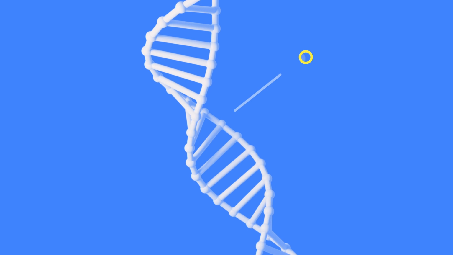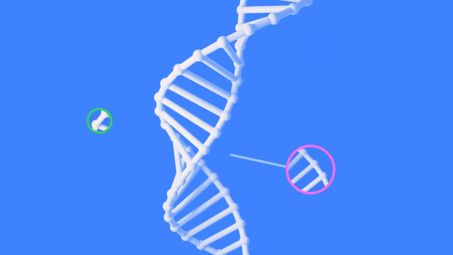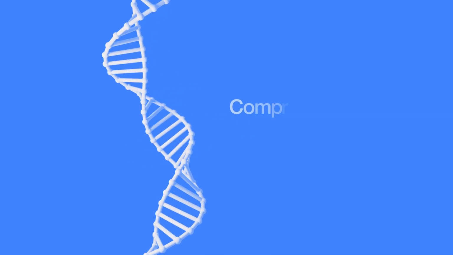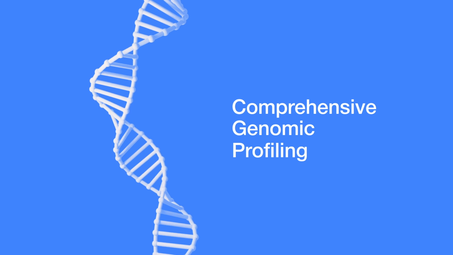Scientists use special tests to look at the DNA. This helps them understand how the instructions in your DNA are being used in different parts of the body, which is called comprehensive genomic profiling.